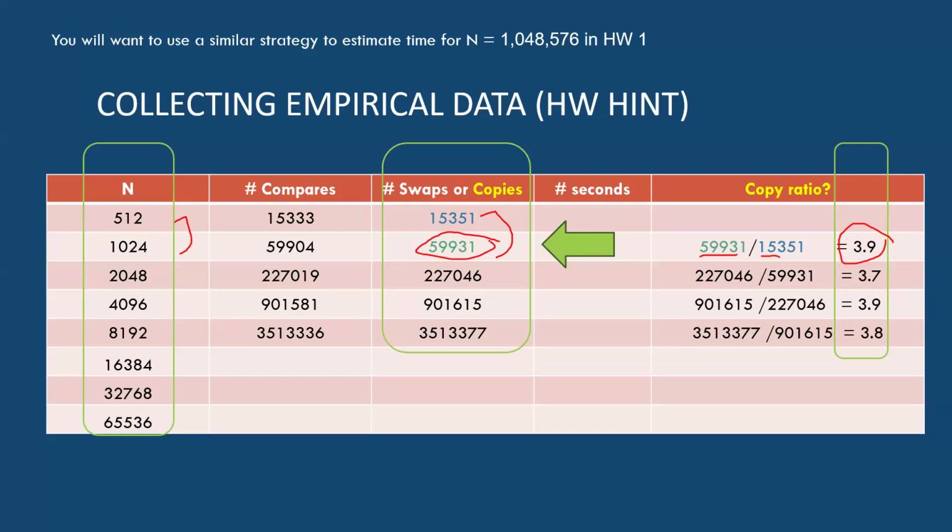And you can play this trick with your homework. If you see that n doubles and you get a quadrupling of your swaps or copies or compares, then you're looking at a quadratic change, right? Even if it's scaled by some value, it's sort of quadratic. Now over here, maybe we're not seeing that with our comparisons, right? So you'd have to do that comparison, divide one by the other and see what you get.